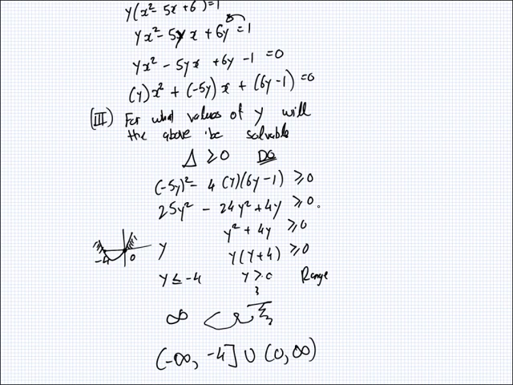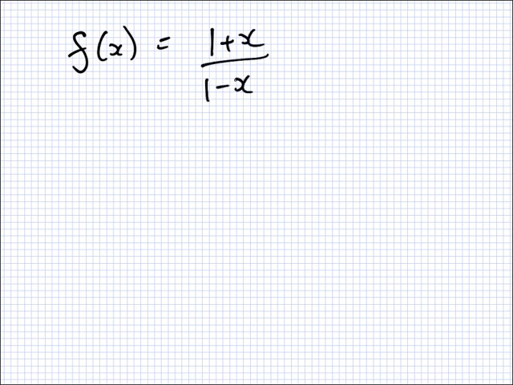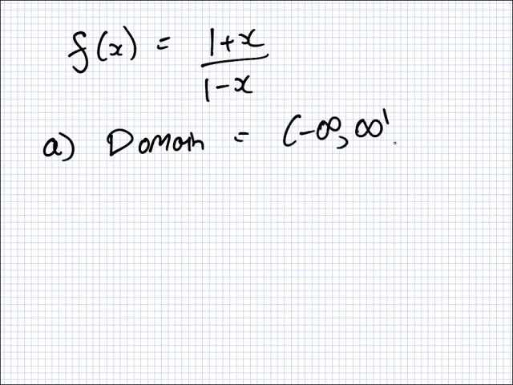Okay. Let's have a look at a little bit of an easier one. Let's just say I have f(x) equals 1 plus x over 1 minus x. Domain and range. Okay, so first question, part A. What's the domain? Yeah, all real numbers except 1. Good? Okay. B, let's get the range.